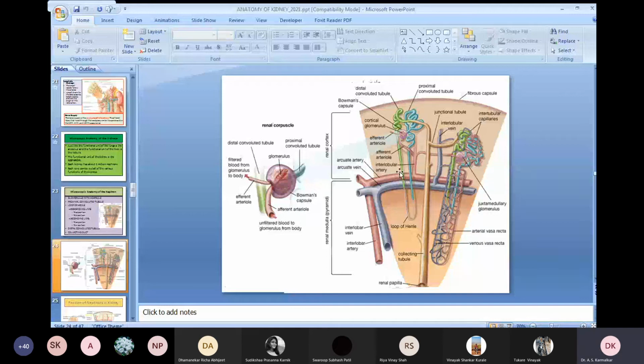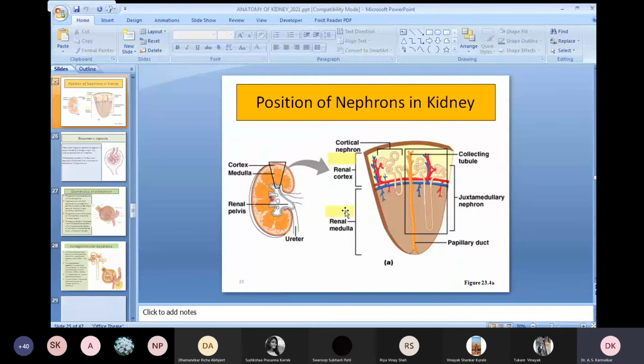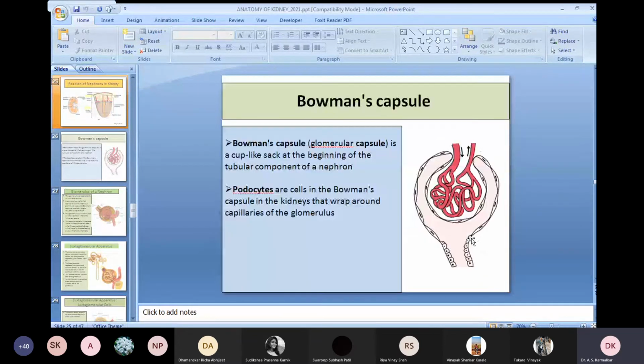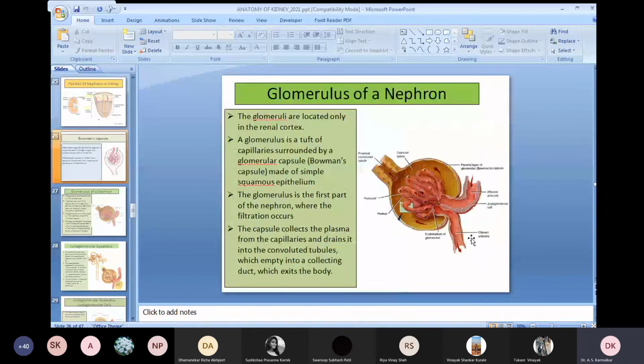So the position of the nephron, it is in the cortex mainly. That much part you remember. It is mainly in the cortex, and the loop of Henle in the medulla. Okay, so this is the Bowman's capsule, glomerulus, which is a filtration membrane.